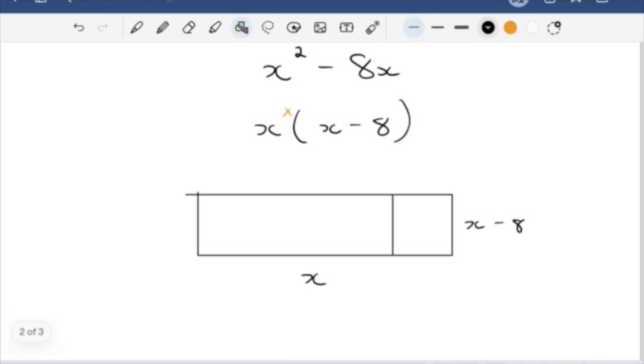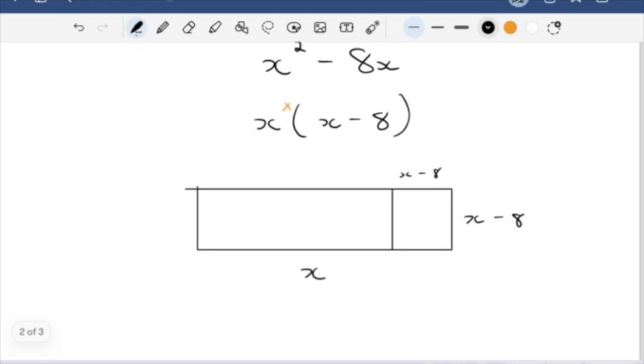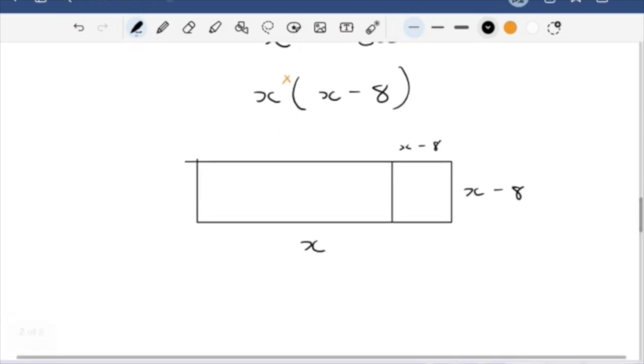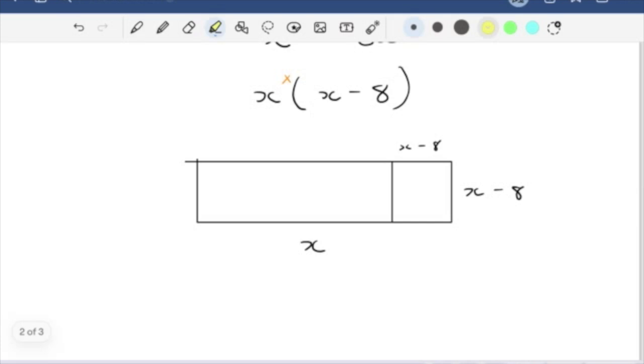I hope we're okay with that, but I've just imagined that I've drawn a line down x minus 8 units across. Now, what does that mean? Well, this means that if my length here is x minus 8, and my total length here is x, the length in this new smaller rectangle I've made from here to here has to be 8.